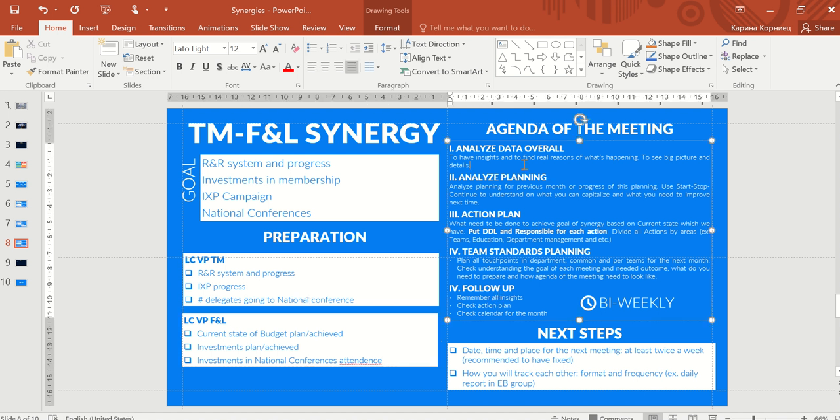Okay, now we can move to the agenda. We will start by analyzing the data overall as well. Maybe here we will not analyze the planning, but we will probably go one by one by topics: the R&R, the IXP, national conferences, and investments in membership.